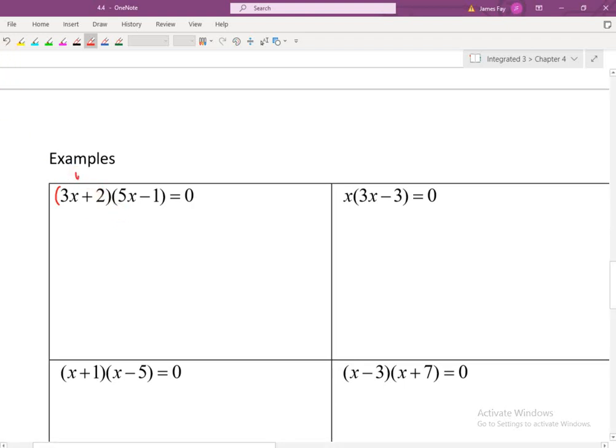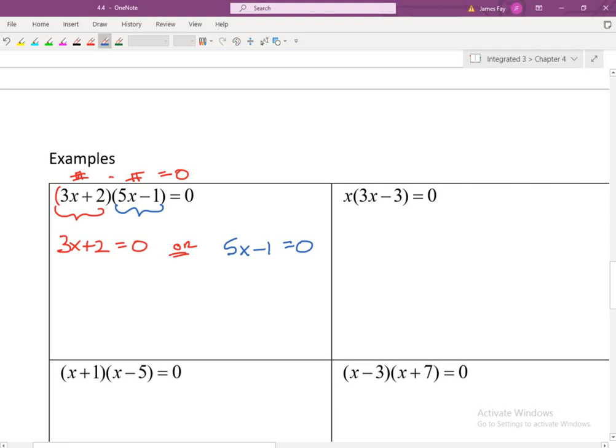Okay, so this thing here is a number times a number, and you get 0, then that means this thing here had to be 0. That number had to be 0, right? So I take 3x plus 2, and I set it equal to 0. Or that number right there had to be 0. So I take 5x minus 1, and I set it equal to 0.